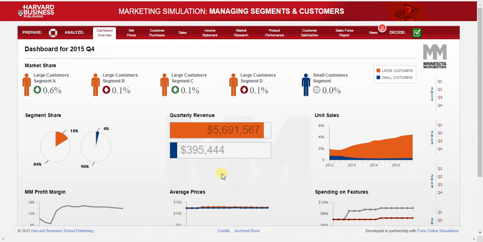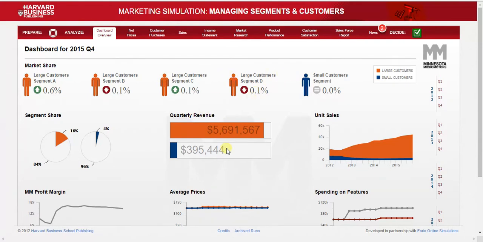Before we get into the breadth of the summary of the marketing simulation, I'd like to give y'all some background information. The first page I will discuss today is a tab labeled Dashboard Overview. This page displays pie charts that depict the segment share of Minnesota Motor Company. Up here we have the market share percentages for segments A, B, C, D, and small segment.